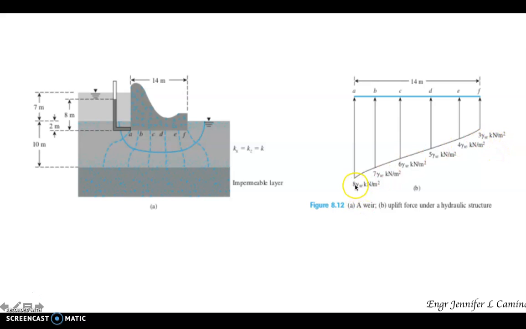So that is the result here, 8, 7, 6, 5, 4, 3. Each of those multiplied to the unit weight of the water, and you have now your uplift force for each point.